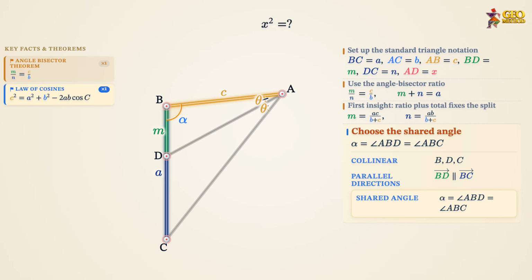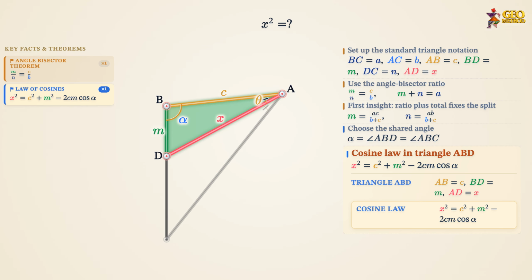Now, mark alpha at B. Since D lies on segment BC, the directions of segment BD and segment BC are parallel. In fact, the two rays coincide, so triangle ABD and triangle ABC use exactly the same included angle alpha.